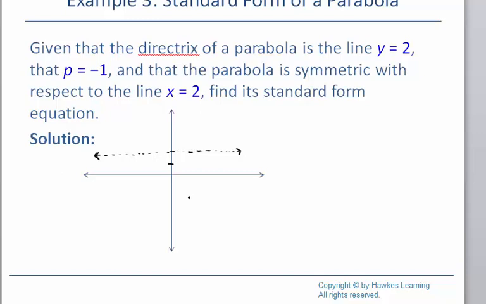Now, the fact that p is equal to -1 helps us narrow down whether this parabola opens up or down. Remember that if the p-value is negative, that indicates the parabola opens towards a negative direction, and so it's going to open down. You want to first make that determination. The position of the directrix narrows it down to either up or down, and then the fact that it's negative indicates the parabola opens down.